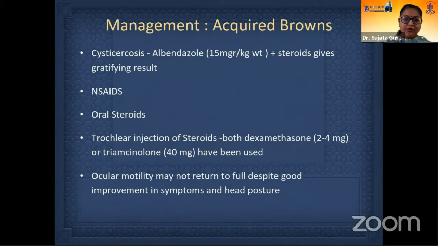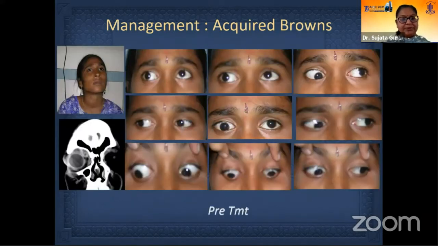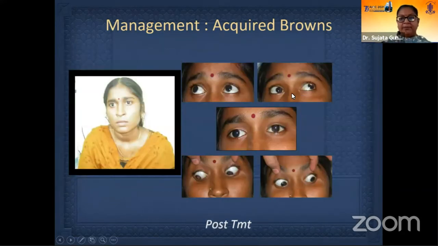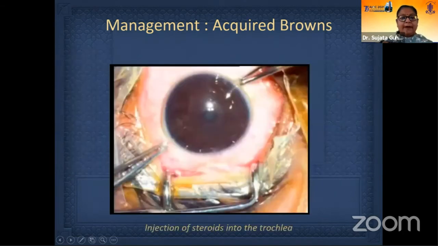Even so, we should discuss with the patient that the ocular motility may not return to full despite a good improvement in their diplopia or head posture. So this is another patient with acquired Brown's presenting with diplopia and chin elevation, and you can see the right eye is not elevating in adduction, and post-treatment the head posture has remarkably improved, and the elevation in adduction has improved a slight bit, but it has not returned back to normal.